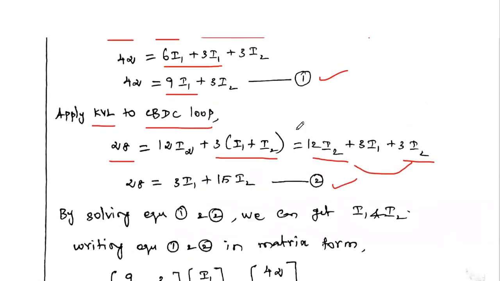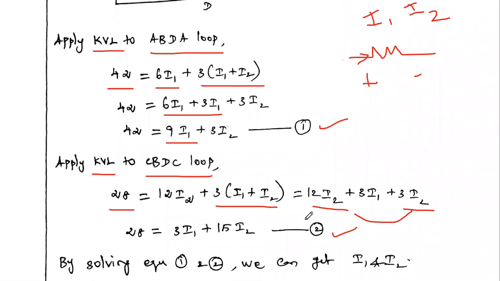Now we are going to solve equation number 1 and equation number 2. Both equations consist of the two variables I1 and I2, and our aim is to find I1 and I2. In order to solve these equations you may use any method, a substitution method or any other method, to find the variables I1 and I2.